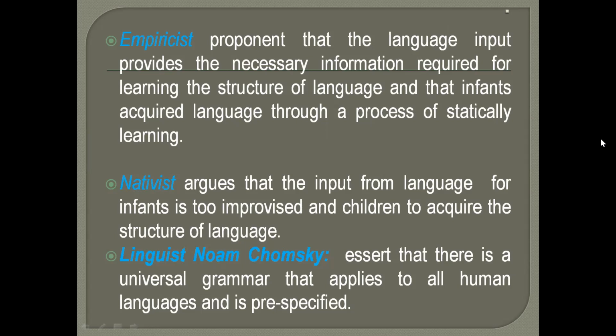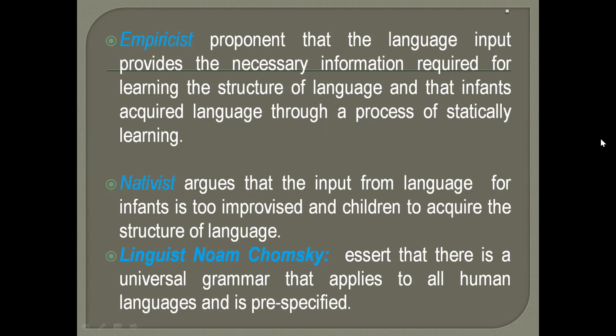So the environmentalist exponent says that language is developed only through learning. The nativist argues that the input from language for infants is too impoverished for children to acquire the structure of language through learning. So in the opinion of the nativist, or I should say the heredity side, the child inherits language through genes, and the circumstances only shape the language structure on it. Their opinion is that a child inherited the language itself. What he acquires is only the structure of language.